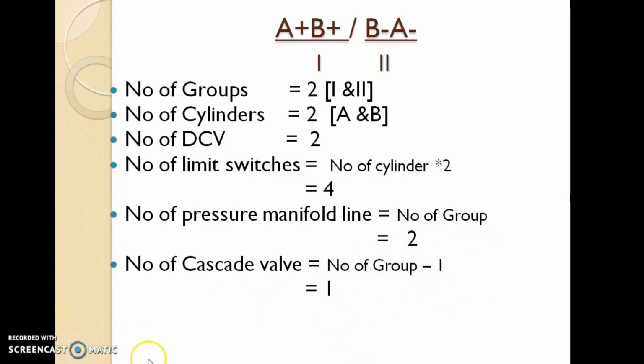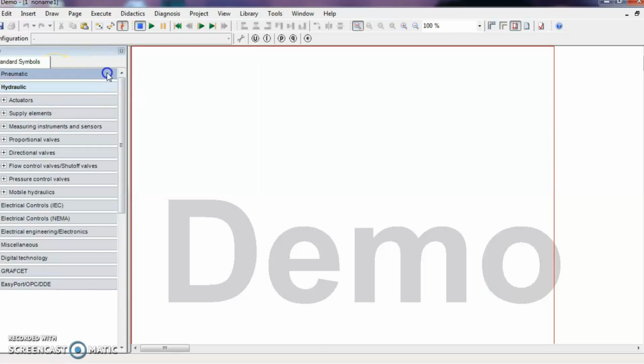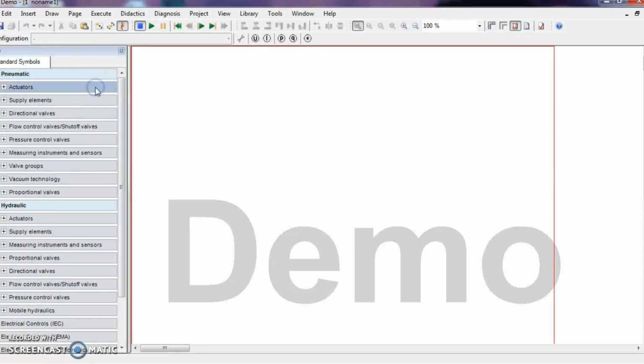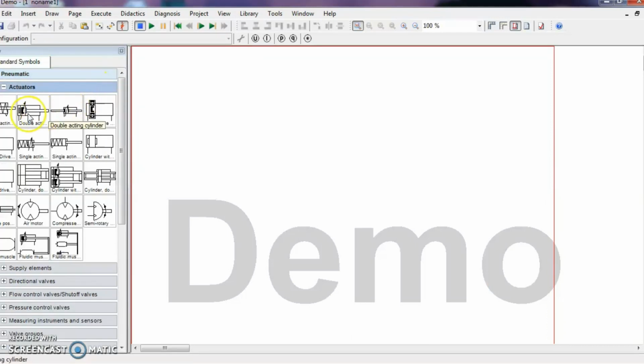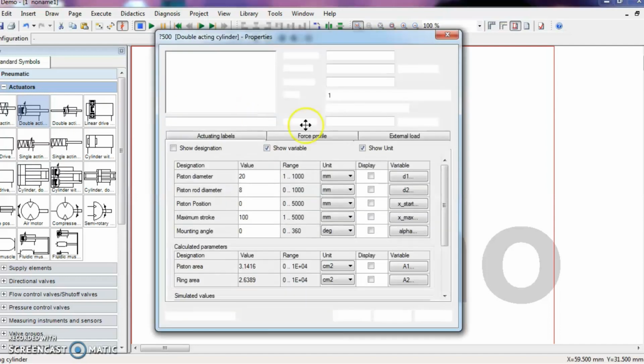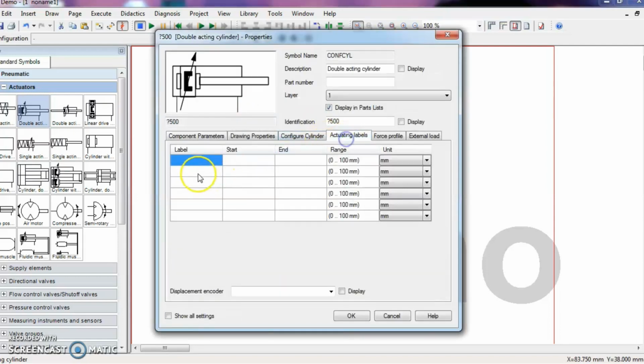So here there are two groups and we are going to design a pneumatic circuit for the drilling machine. To draw the pneumatic circuit I used the FluidSIM demo software. It is user friendly, but it is a demo version, so some options are not available. Anyhow, I try my best to make you understand how to draw the pneumatic circuit diagram.